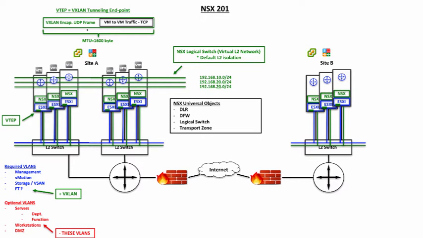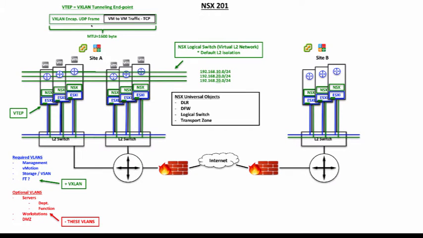So some of the objects that can span across those NSX managers include distributed logical router, distributed firewall, logical switches, transport zones. But you have to specifically create the universal logical switch, or the universal distributed firewall, or the universal transport zone. You cannot leverage the regular transport zone.